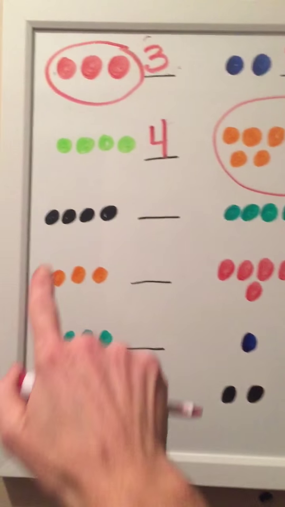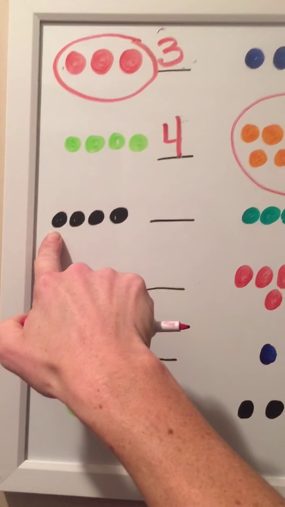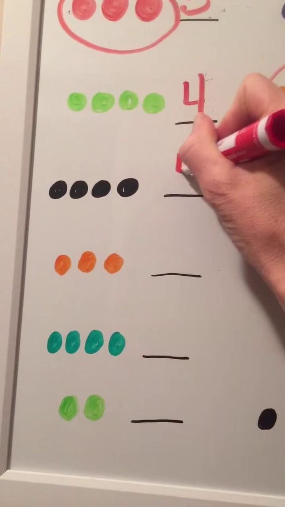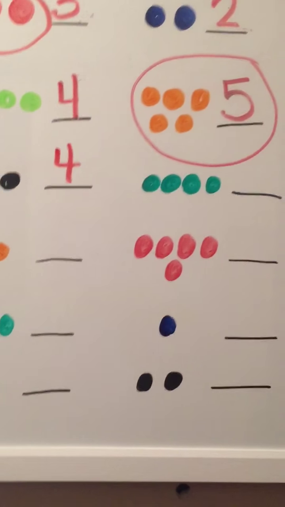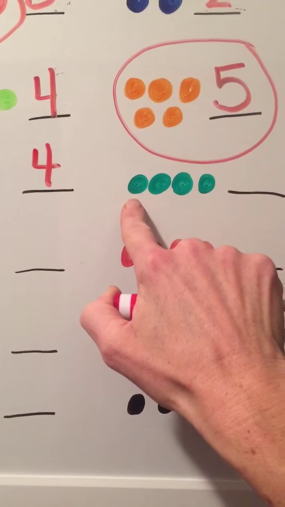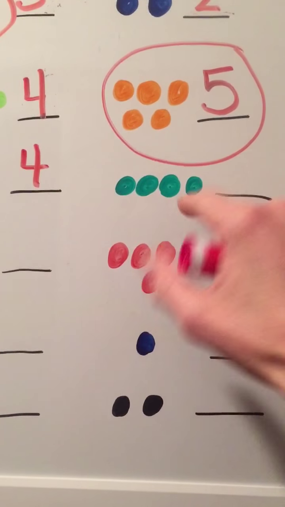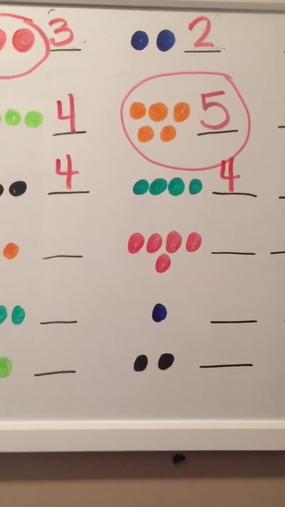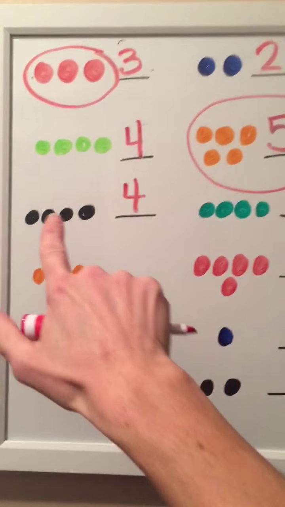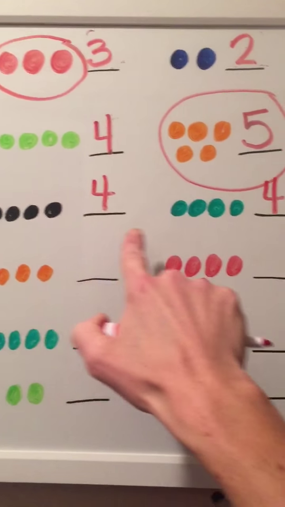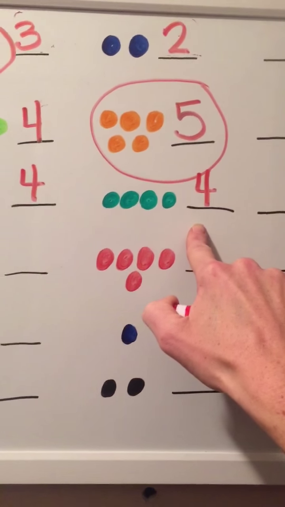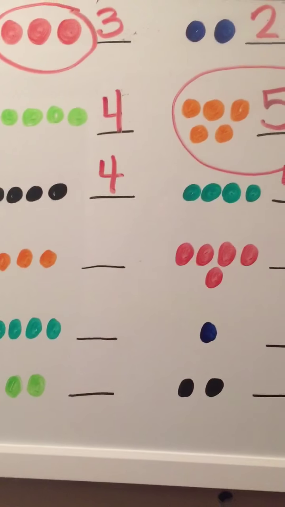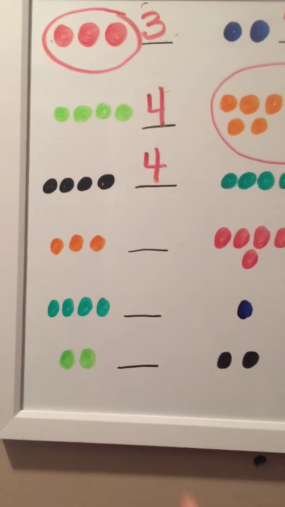All right, let's come down to the black M&Ms and let's count. 1, 2, 3, 4. We're going to write our number there. And over here to the green. 1, 2, 3, 4. Uh-oh, what do we have here? This one is special because there's the same amount of black M&Ms and green M&Ms. So these would be equal. So we're not going to circle either one of those.